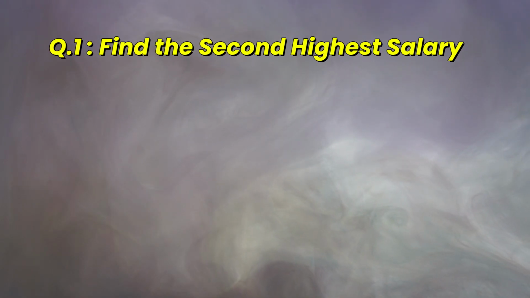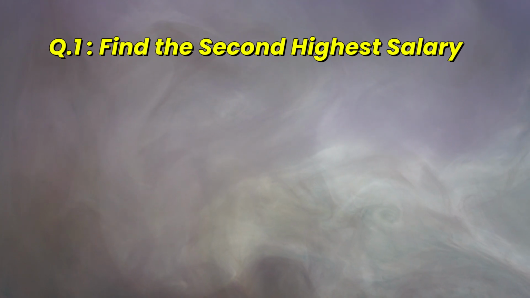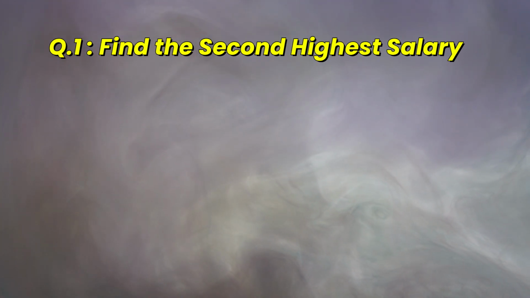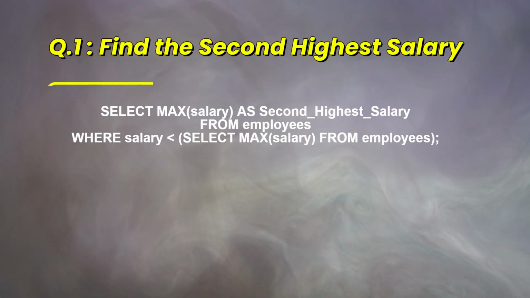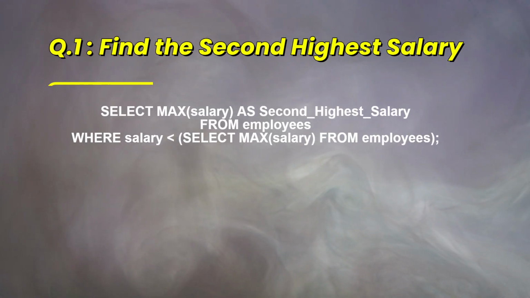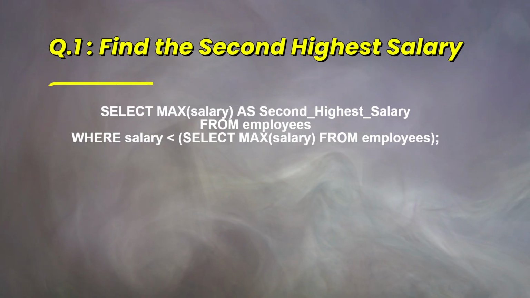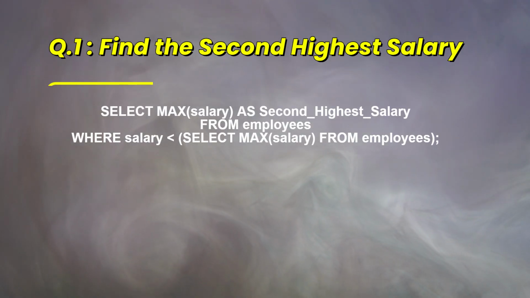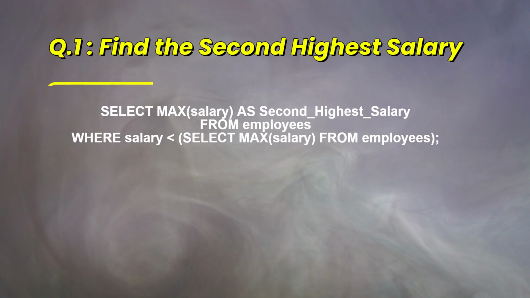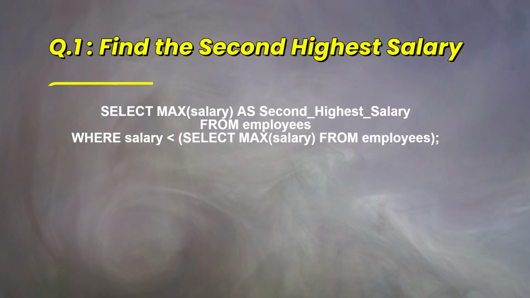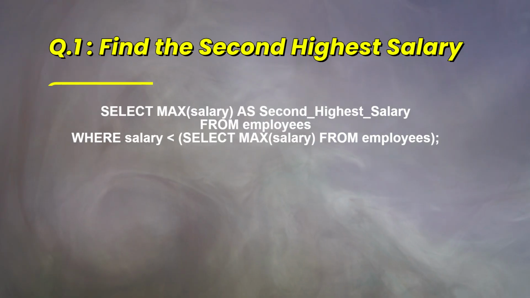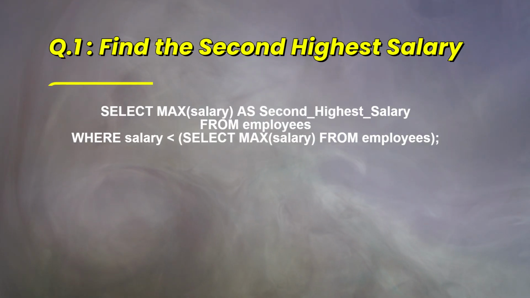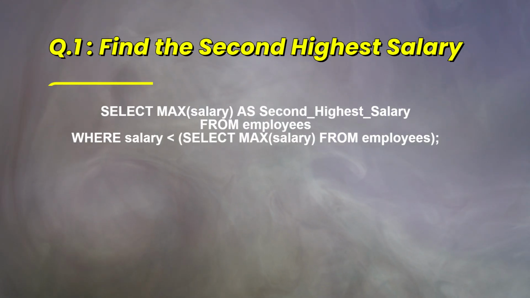Question 1. Find the second highest salary. Let's start with a classic question. Finding the second highest salary from the employee table. Here's the query. Explanation. First, we find the maximum salary in the table using MAX(salary). Then, we look for the highest salary that is less than the overall maximum. This gives us the second highest salary. This method works well even if multiple employees have the same top salary.